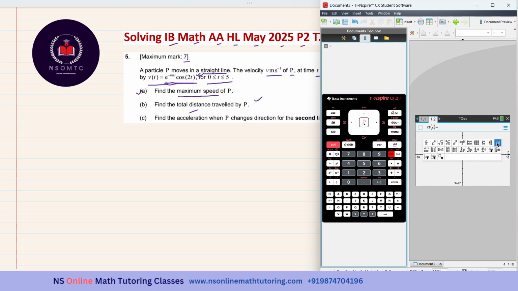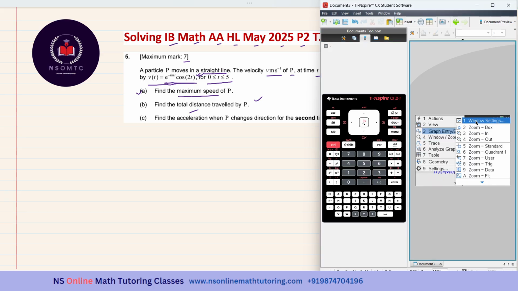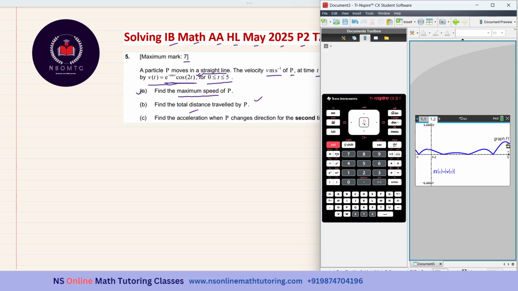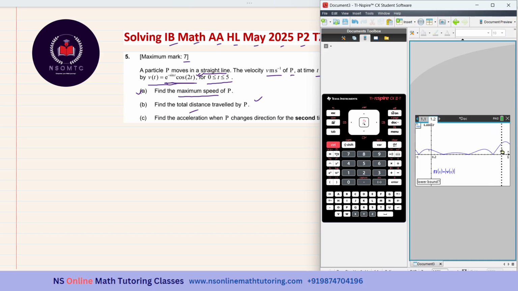So var, it is this, and it is x. Okay, enter. And I know that t is between 0 to 5, so let me change the window settings. Let me take it as -1 so that I can see the y-axis, and this will be 5. Okay, and the maximum value is over here. So I have to get the maximum. It is this.